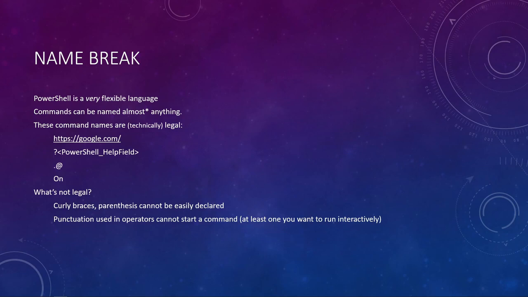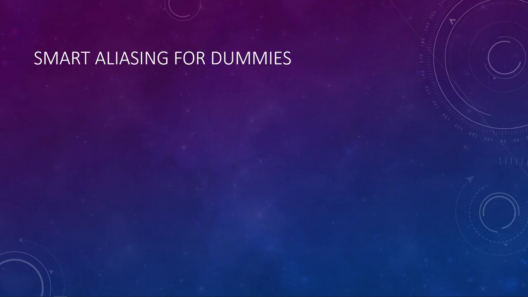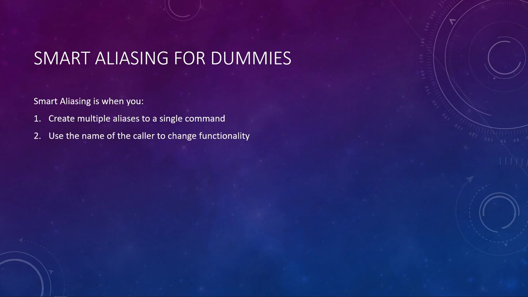But this opens up all sorts of interesting worlds in PowerShell. This opens up any kind of syntax that you can possibly imagine, and you can do it with a very simple technique, smart aliasing. What is smart aliasing? It's when you take multiple aliases and map them to one command. Then you use the name of the caller to change the functionality.